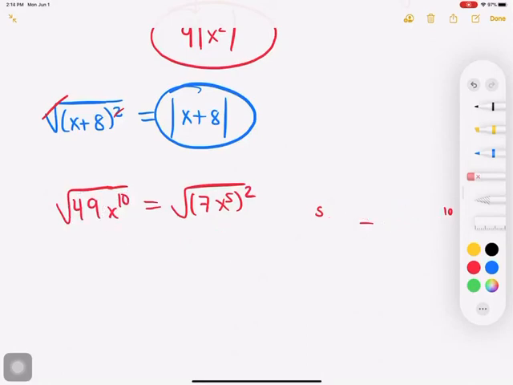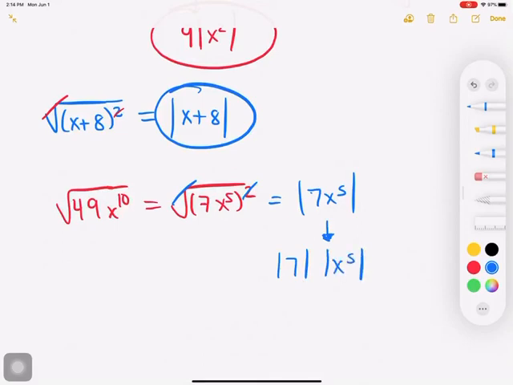Okay, so once we rewrite the expression, now we can cancel out the square root and the square. Square root cancels out, square cancels out, and the result is just the radicand. And remember that you include absolute value. Since those two numbers are multiplying, it means I can take out the absolute value of 7 and then leave the absolute value of x to the power of 5. And the absolute value of 7 is going to be 7, absolute value of x to the power of 5. This is going to be my final result.